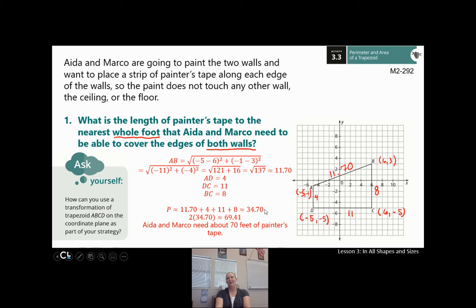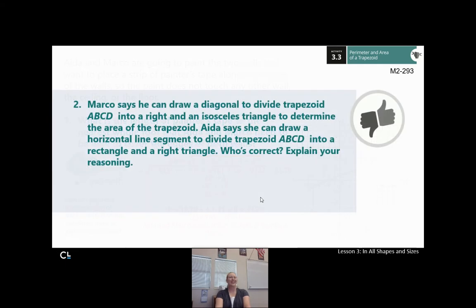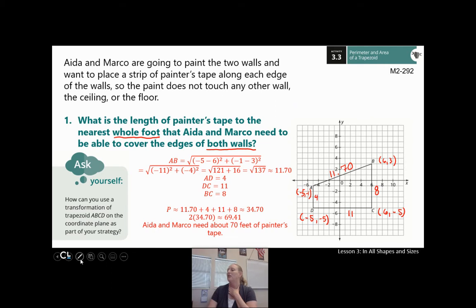but we need paint, right? That means we got to figure out some areas, don't we? So Marco says he can draw a diagonal to divide a trapezoid ABCD into a right triangle and an isosceles triangle to determine the area of the trapezoid. So Marco says, hey, I can draw a line.